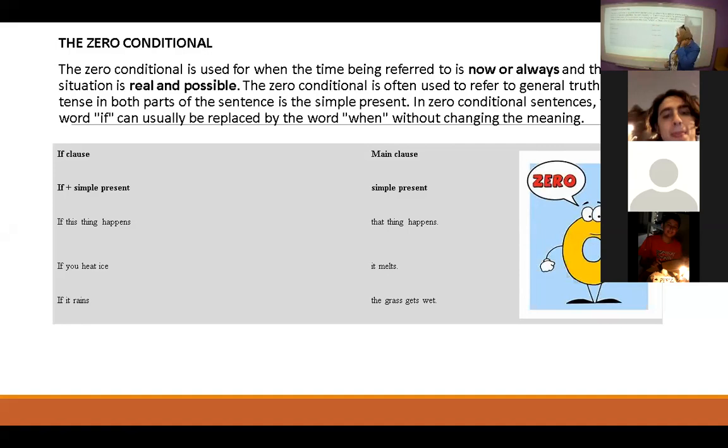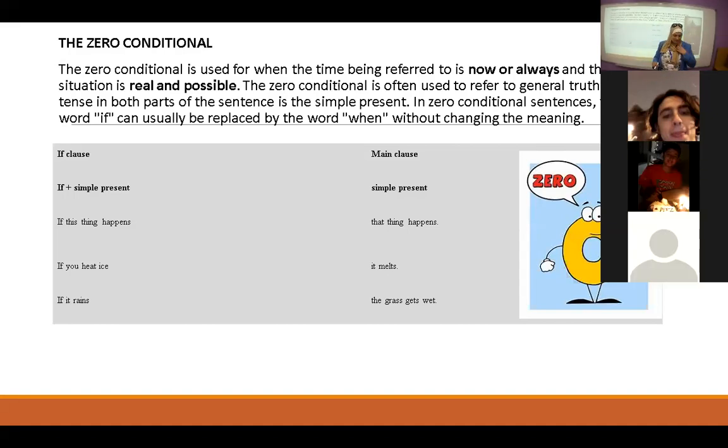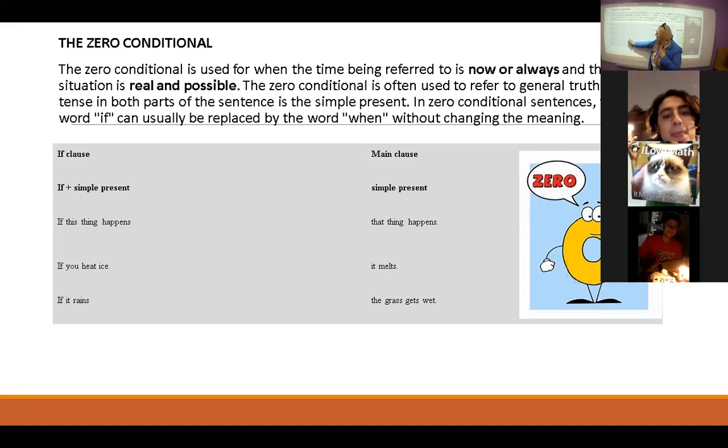And for, if you can remember, the word starts with T. Who can remember? Starts with T. General, TR. Truth. Truth, excellent, for general truth. So type 0 conditional is used for real present and for general truths and scientific facts. One famous example is, if you heat ice, it melts. If you heat ice, it melts.